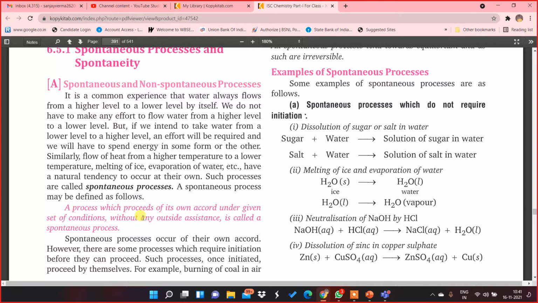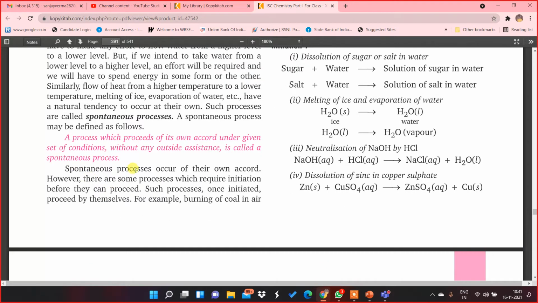Now we'll move straight away to the definition of a spontaneous process. A process which proceeds of its own accord under a given set of conditions without any outside assistance is called a spontaneous process. They occur on their own accord.